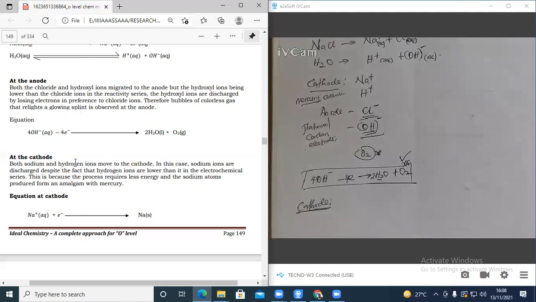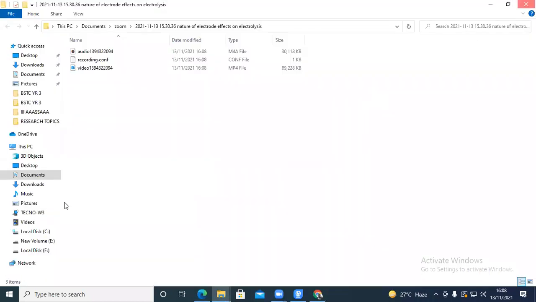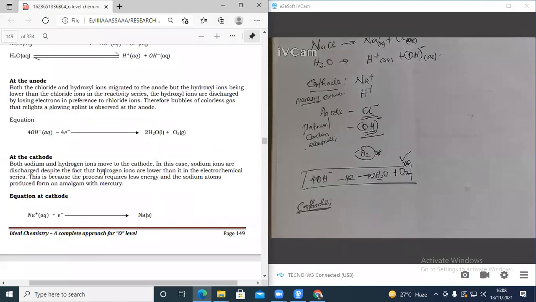both sodium and hydrogen ions migrate there. But in this case, we saw last time the other anode just dissolved in the solution. Now here, sodium ions are discharged despite the fact that hydrogen ions are lower than them in the electrochemical series. So here in this particular case, the reason why sodium is taken in preference to hydrogen, though it is lower than it in the electrochemical series, is that the process requires less energy and sodium ions produced form an amalgam with mercury.